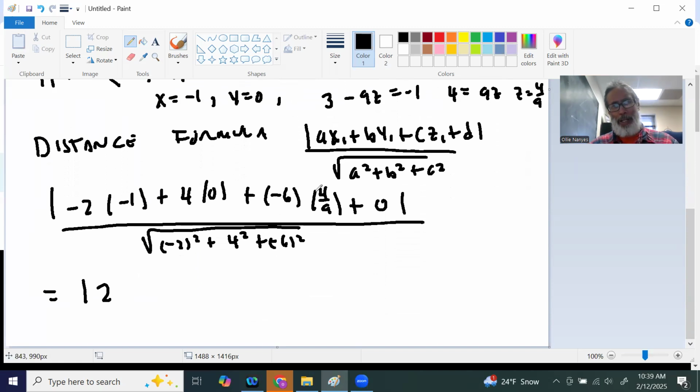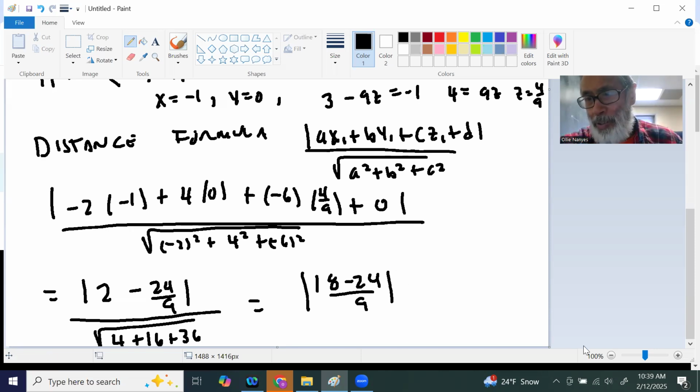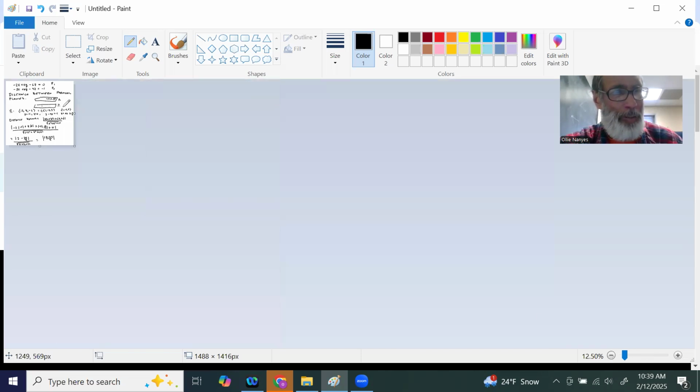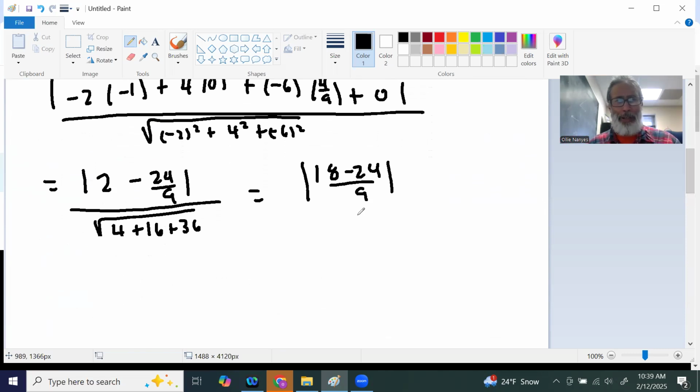And then this is going to be minus 6 times 4, it's minus 24 over 9. And the denominator is going to be the square root of 4 plus 16 plus 36. So that's going to be 18 minus 24 over 9. And the bottom is going to be the square root of 56.